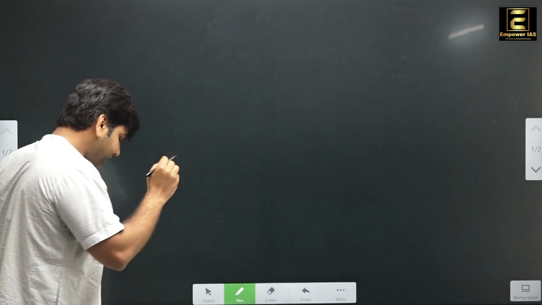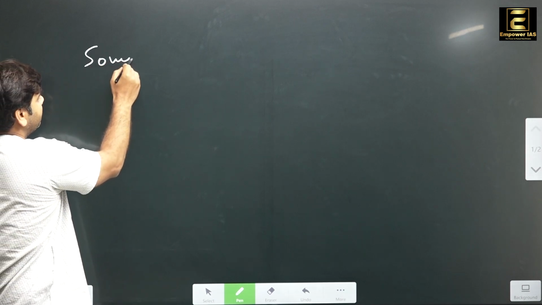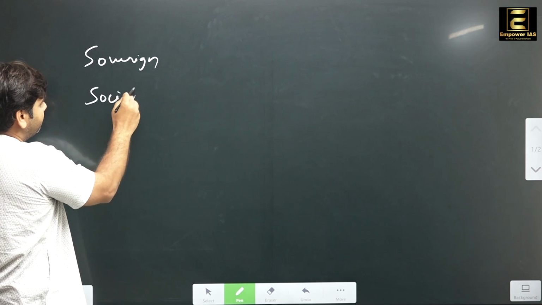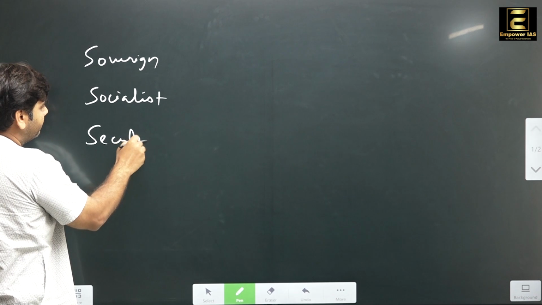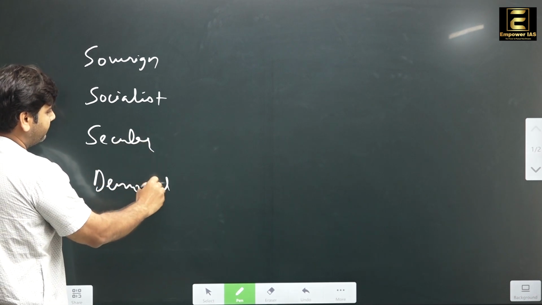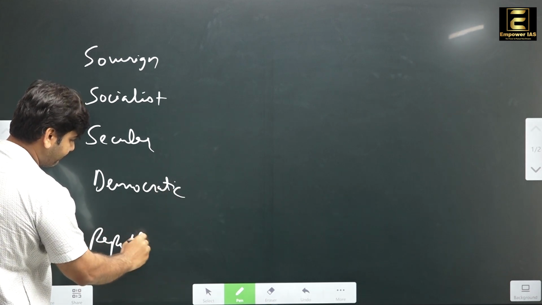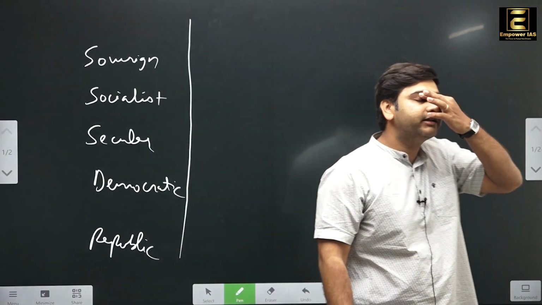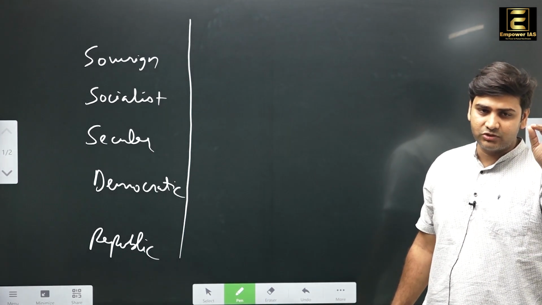What is the nature of state in India? It is sovereign, socialist, secular, democratic, republic. This is the nature of state in India. The Indian state is sovereign. So what do we understand by the concept of sovereignty?